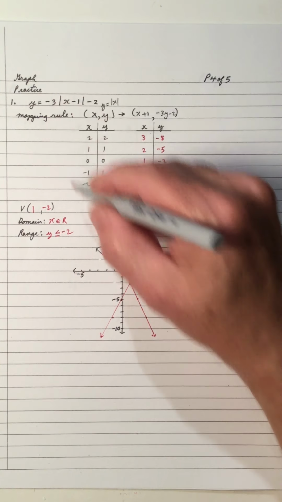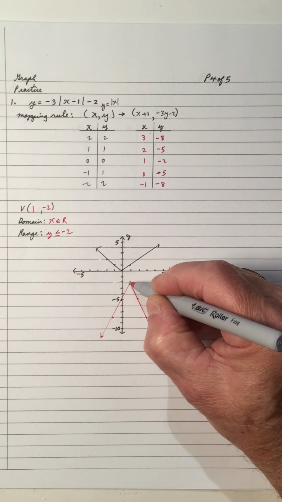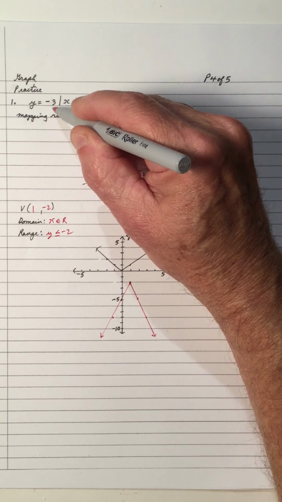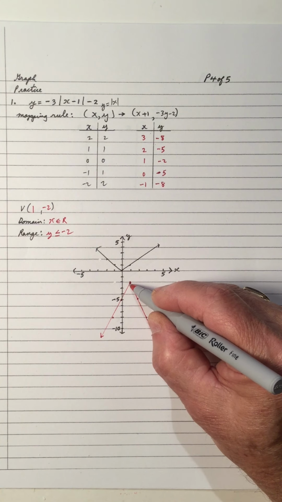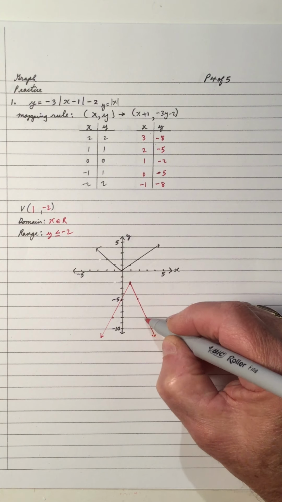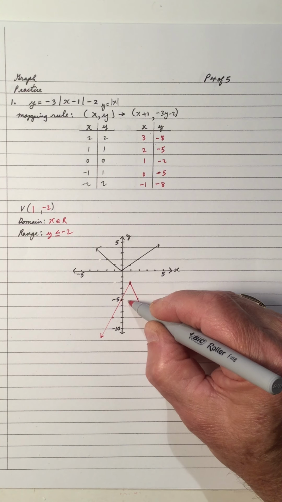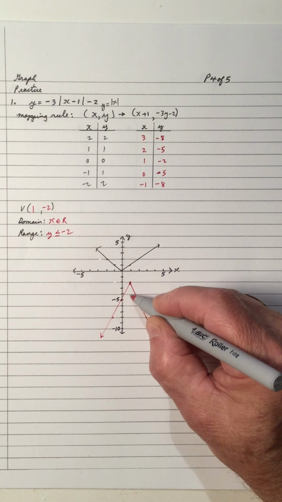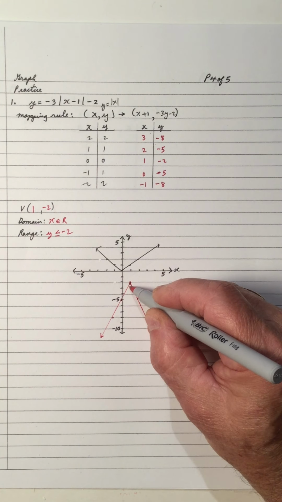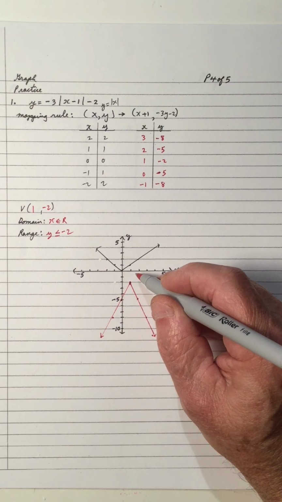And notice it's going down. The vertex is, again, 1, negative 2. And notice the slope is negative 3 over 1. So that means we're going down 3, right 1. So that's the negative slope. This is the positive slope, up to the right. So we go down 3 to the right, down 3 to the left.